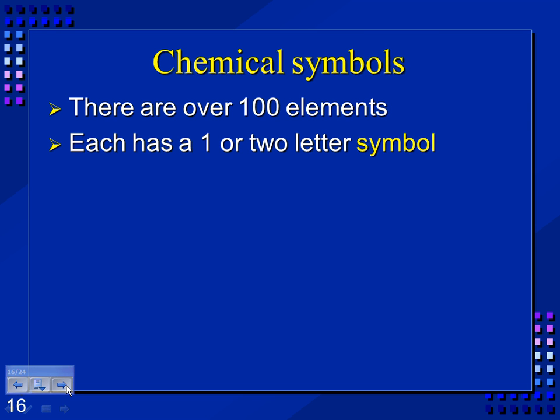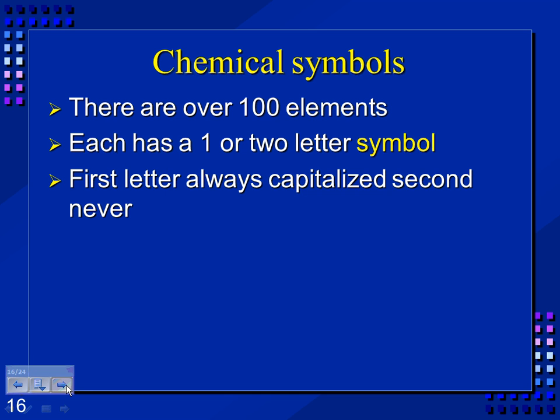The symbols will be one or two letters, and the first letter is always capitalized. And then the second letter is never capitalized. And you're always going to write in print. So you have to go back to kindergarten and remember your printing skills. You do not write chemical symbols in cursive. So you have to go back and retrain yourself just to print letters.